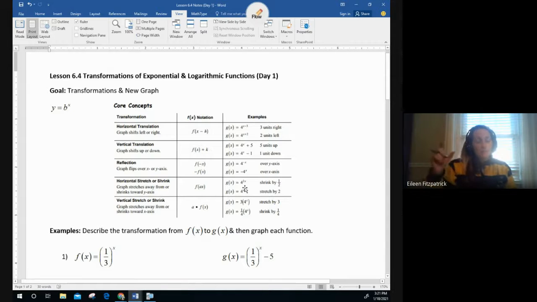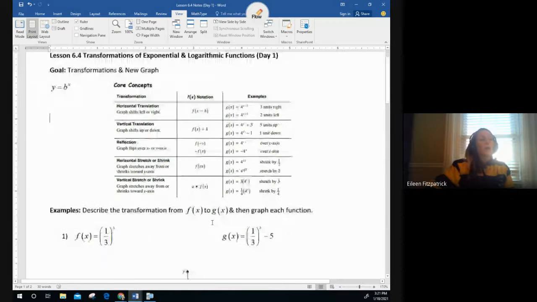Up with the variable x, you have a 2 there. That is a horizontal shrink by a factor of 1/2. Here I have a horizontal stretch by a factor of 2. Out in front, you have a vertical stretch of 3. And here we have a vertical shrink of 1/4. Okay, so all very familiar transformations to what we studied.